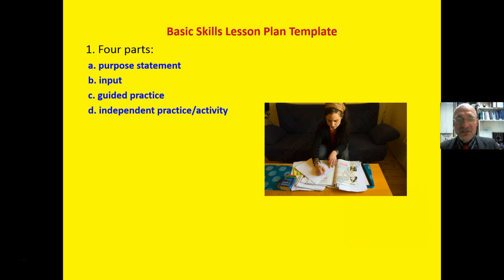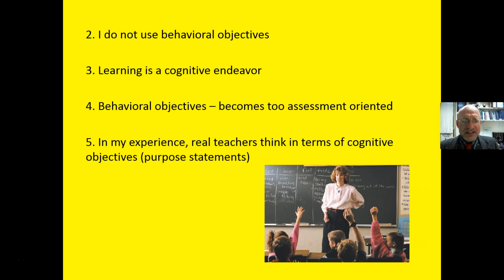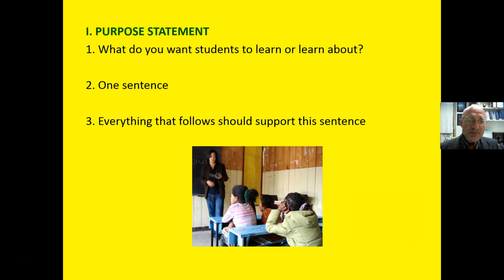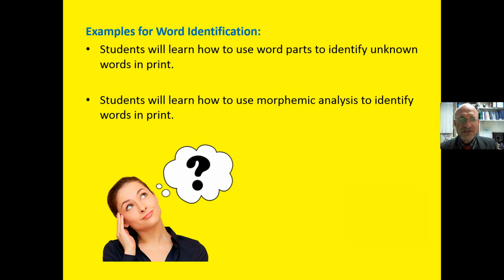Four parts in the basic skills lesson plan. You see them there. Do not use behavioral objectives. Why? Learning is a cognitive endeavor. Behavioral objectives tend to become too assessment oriented, and I'll explore that in a minute. But in my experience, real teachers think in terms of cognitive objectives or purpose statements. Let's see, what do I want to teach here? So a purpose statement is one sentence. What do you want students to learn or learn about? Everything that follows should support that purpose statement. If it doesn't, get it out of the lesson plan.